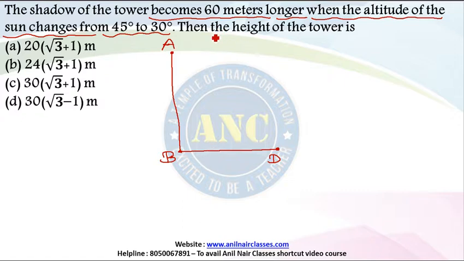Now, the shadow of the tower becomes 60 meters longer when the altitude of the sun changes from 45 degrees to 30 degrees. Initially it was 45 degrees. It does not mean that the sun is sitting on top of the tower. It only means that the sun is somewhere here, and from this point the rays of the sun are passing through the top of the tower. That is the meaning of it.